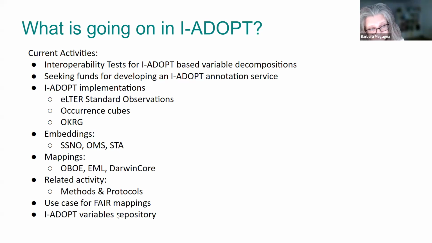We also think that there are related activities that need to be approached, and we are already working on this, but a bit as a side action, it's to verify methods and protocols descriptions. We also have applied to be a use case in the emerging fair mappings working group. Yeah, and we start now with creating a repository for the I ADOPT variables for having a better possibility to work with these also in the context of LLMs and automatic annotation services.